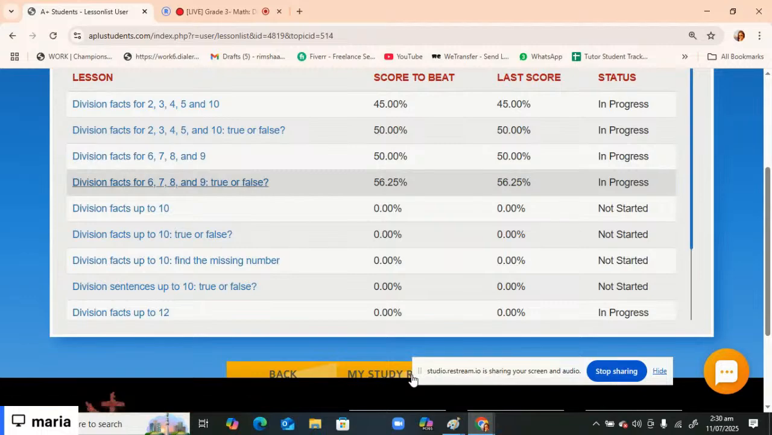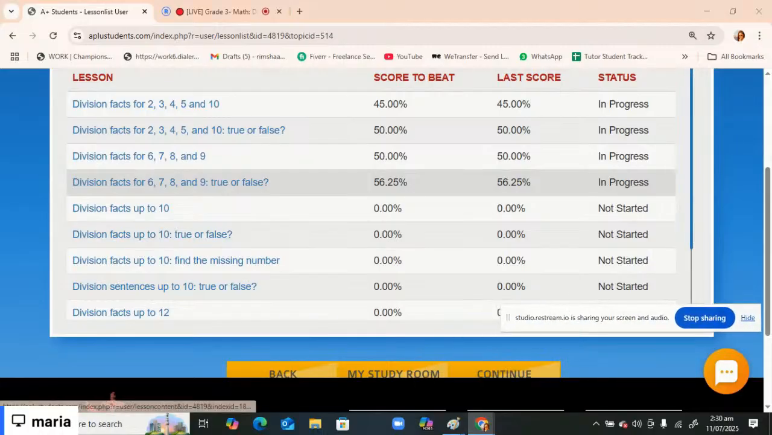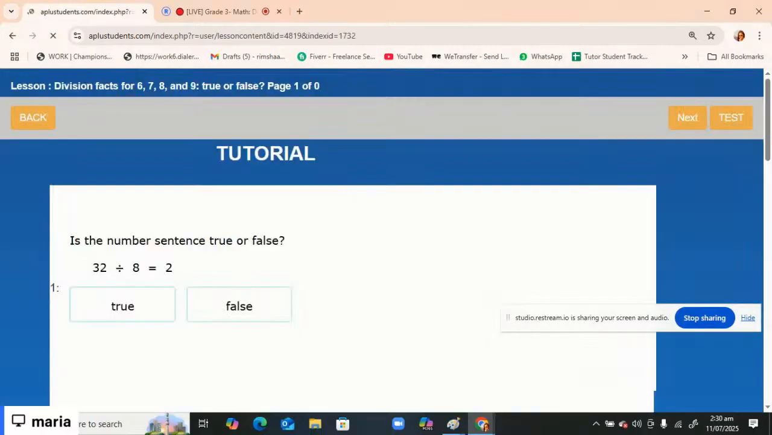Division facts for 6, 7, 8, and 9. True or false? These four lessons are the same. If you memorize the first one, the second one is easy for you. If you memorize the third one, the fourth one is easy for you. So let's start the fourth one.